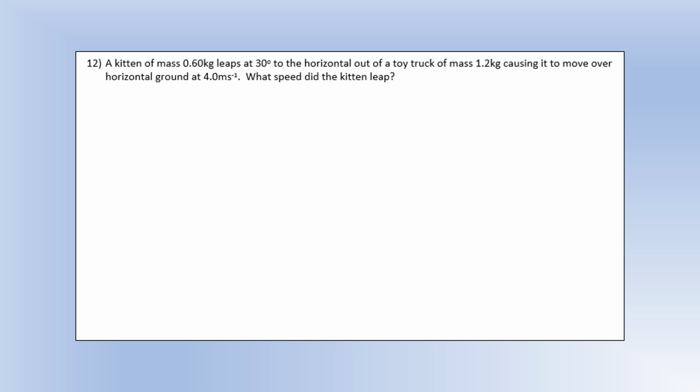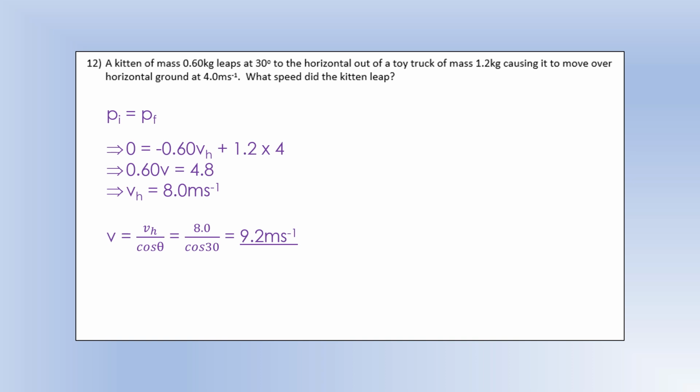So we're initially stationary, so the initial momentum is going to be 0. Now, we don't know what the speed the kitten leaps out, but I'm only interested in its horizontal component because we know the horizontal velocity of the truck afterwards, so I'm just going to apply conservation of momentum in the horizontal direction. But we know they have to travel in opposite directions, so I'm going to give the kitten a negative velocity.